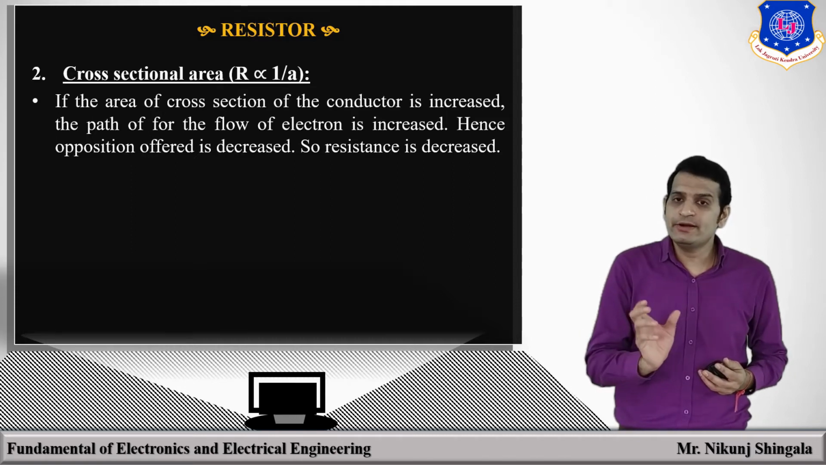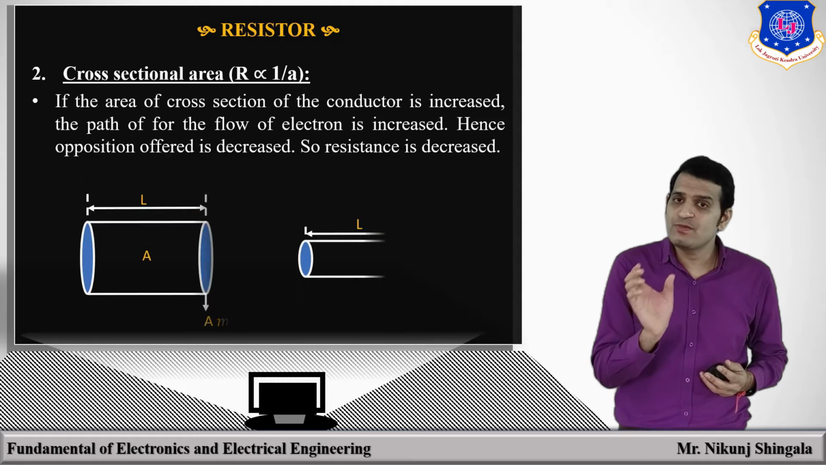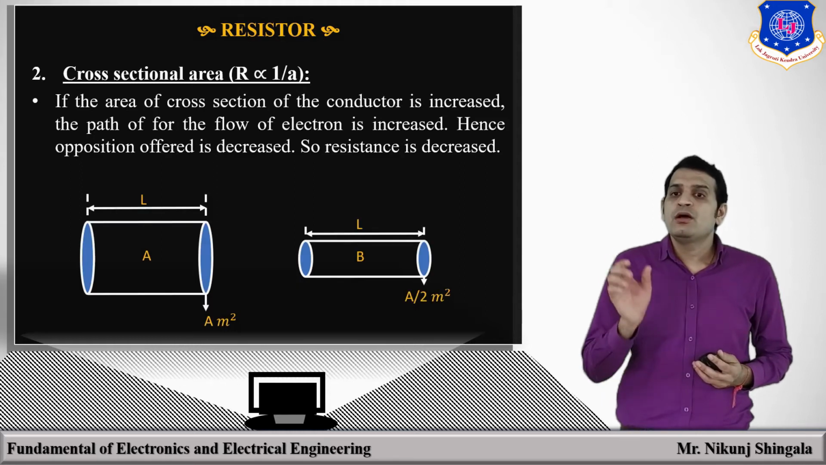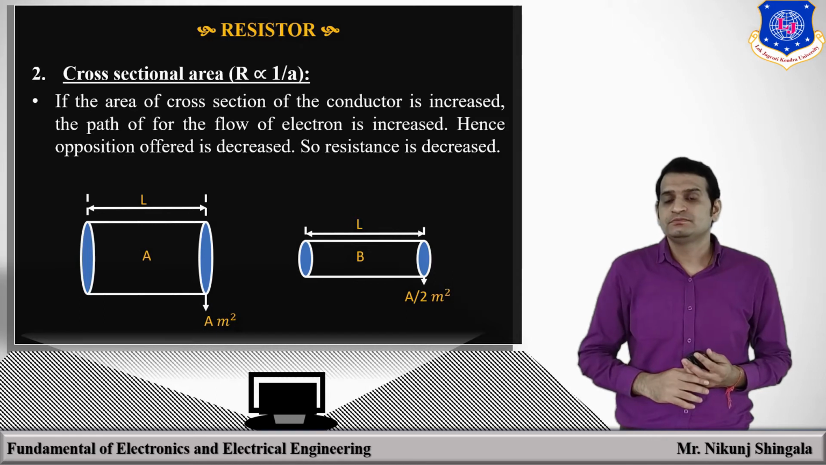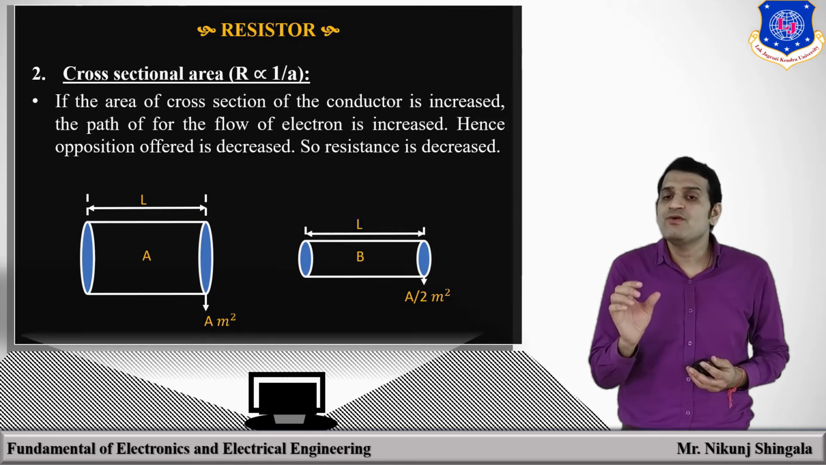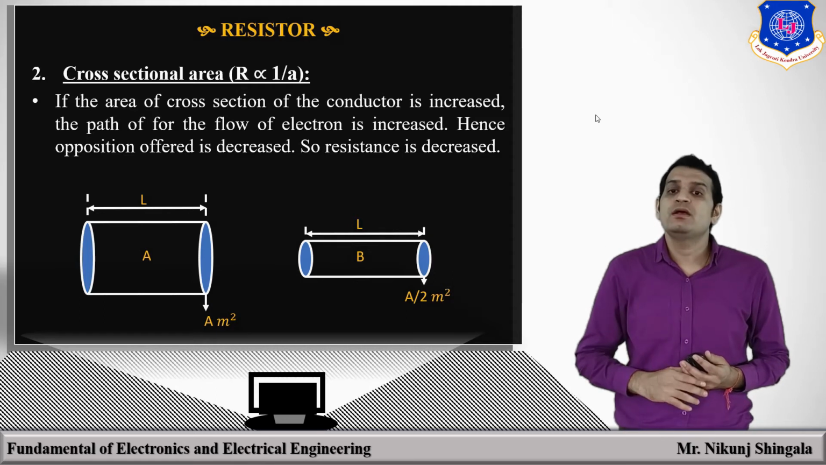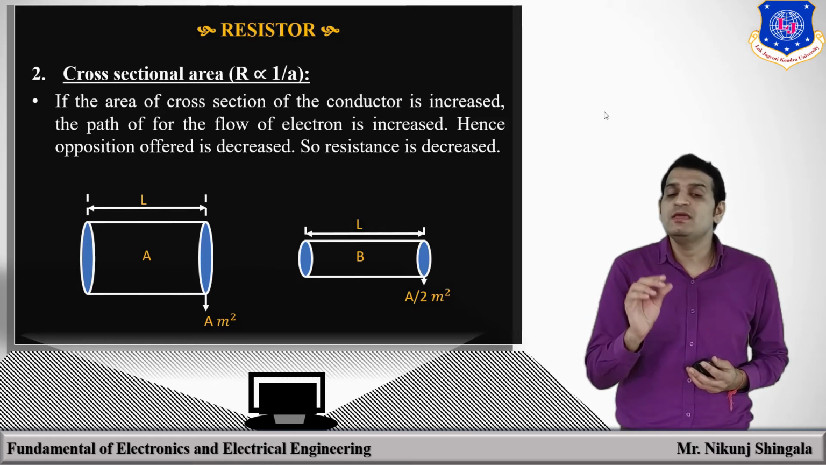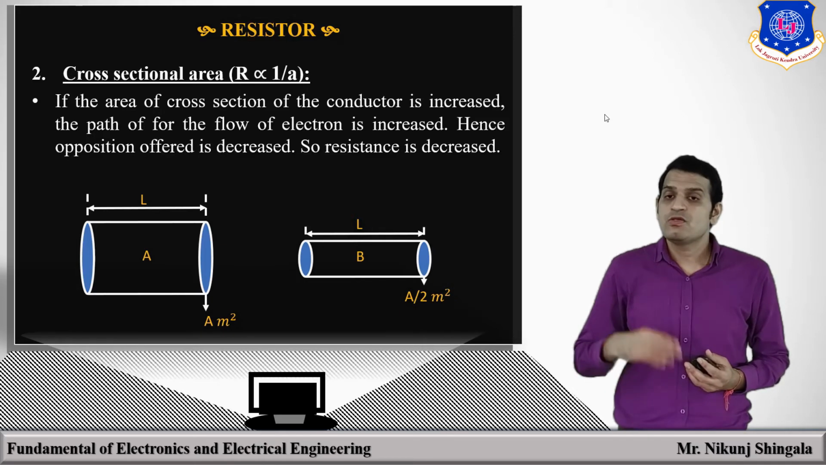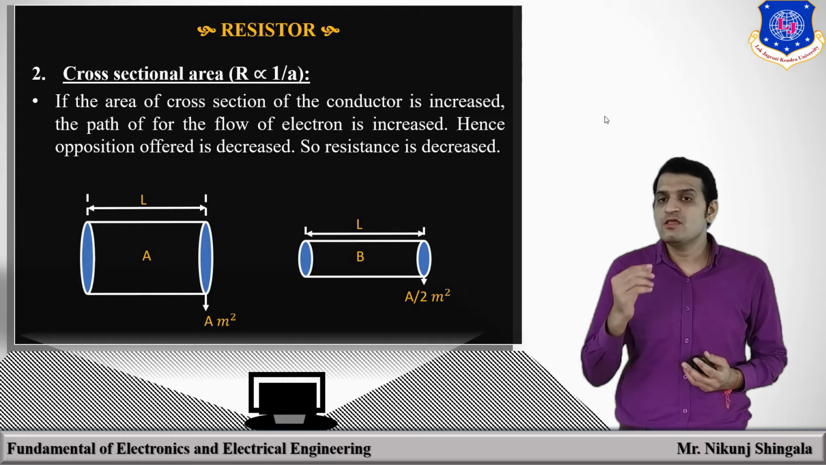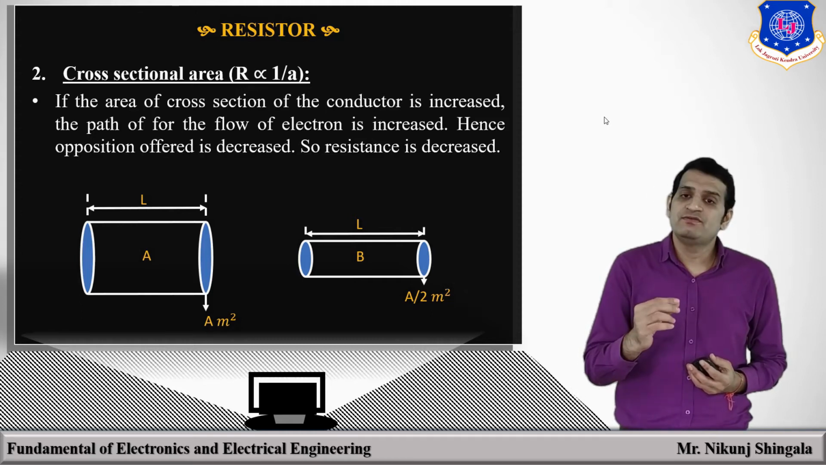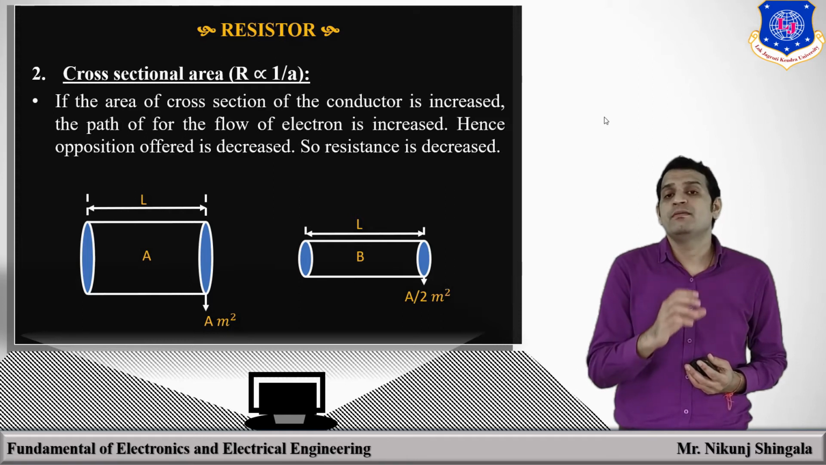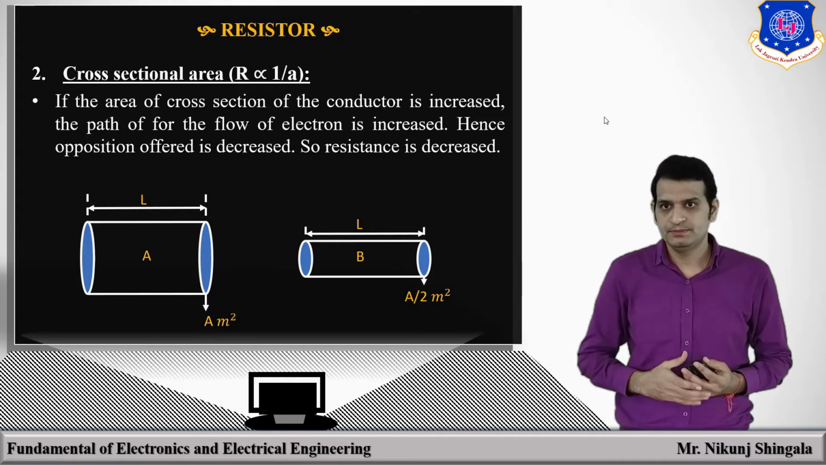Here again there are two conductors, conductor A and B, both made of the same material. The length of both conductors is the same, that is L meter. But the cross-sectional area of conductor A is A meter square, and the cross-sectional area of conductor B is A by 2 meter square. So here, the resistance offered by conductor A will be half of the resistance offered by conductor B.